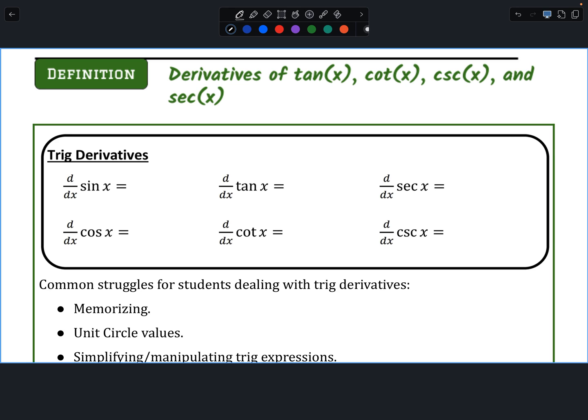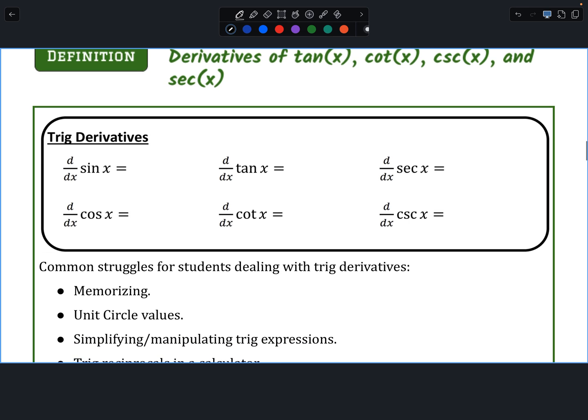But you have also learned the power rule, right? And you have learned the derivative of e to the x. You have learned the derivative of natural log of x. You have learned the derivatives of a to the x and log base a of x, okay?